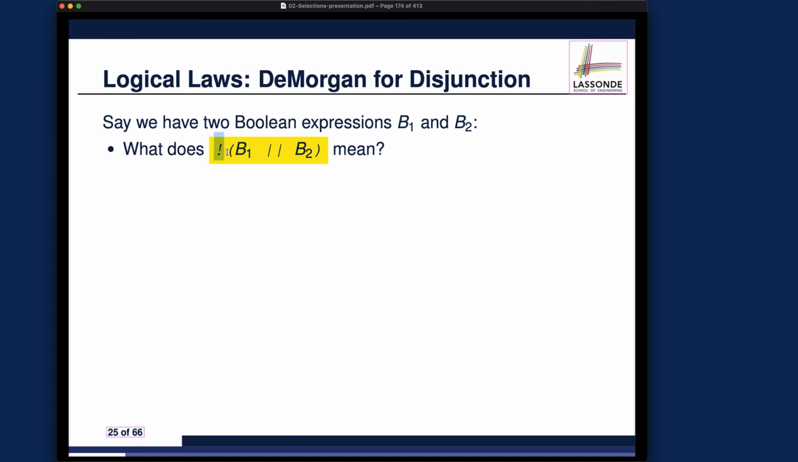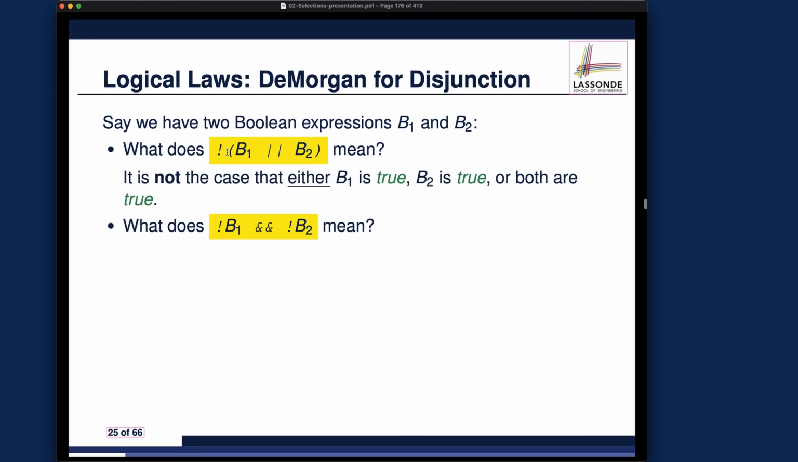All right, informally, you can read it. What about this one over here? This one is saying that B1 is not true, and B2 is not true. This one is easier to see: both are false. Now, aren't these two highlighted expressions simply equivalent? Hopefully you can see that intuitively. This is how I would take it: we are saying that it is not the case that either B1 or B2 is true. That means both of them must be false.